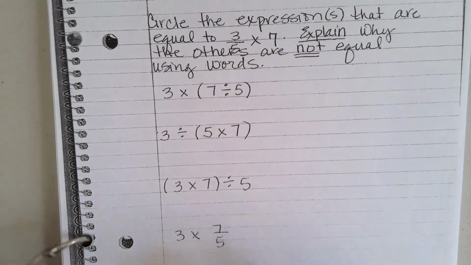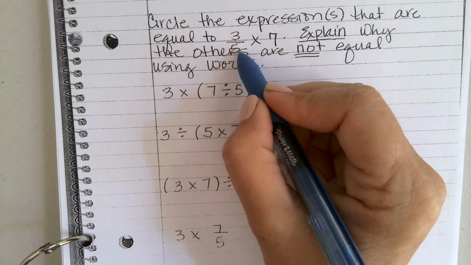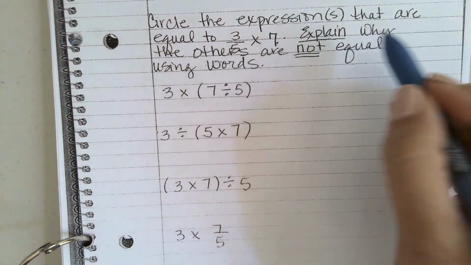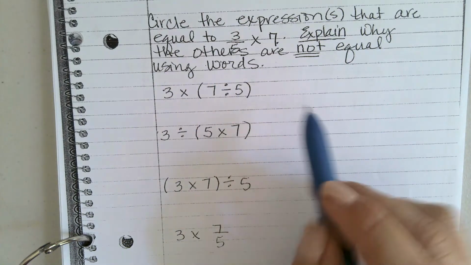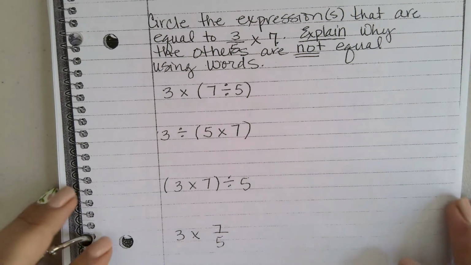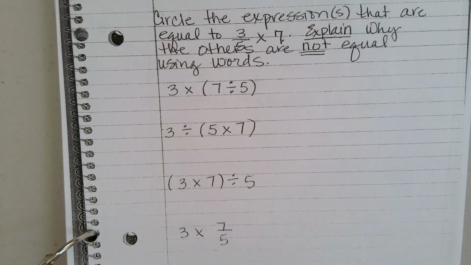All right. We are moving to the next section. In this section of the mid-module test prep, circle the expressions that are equal to 3/5 times 7. It might be hard for you to read. Then explain why the others are not equal using words. So the ones that are equal, you don't need to explain. The ones that are not equal are the ones you need to use words to explain why. Okay? So this is a review of, I believe, lesson 10. So go ahead and try it out.